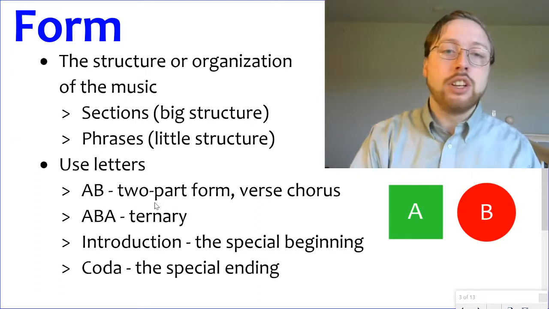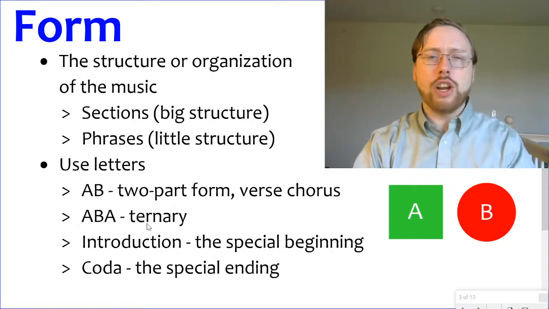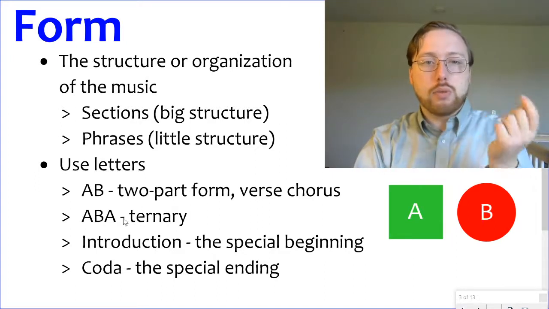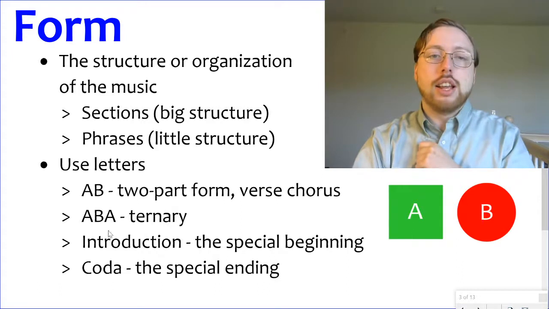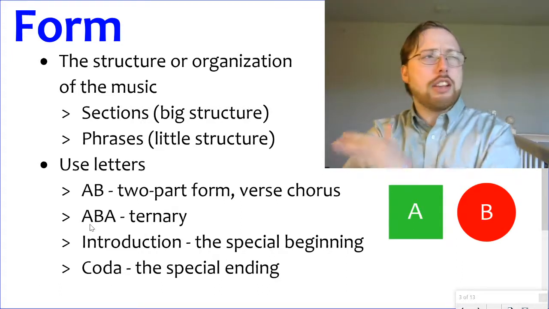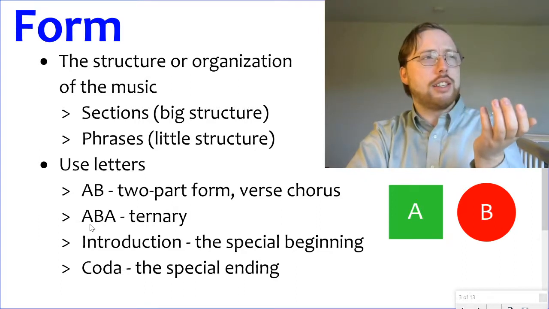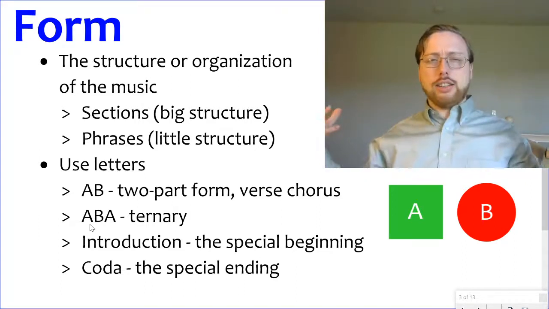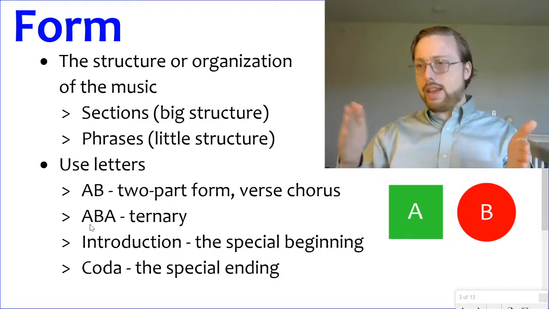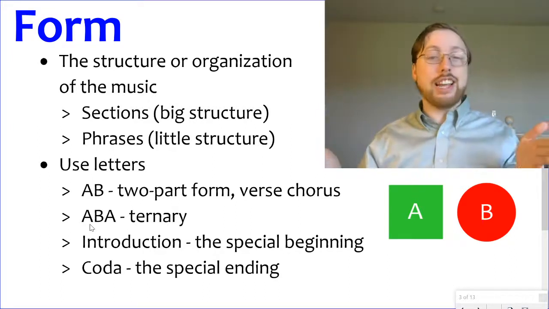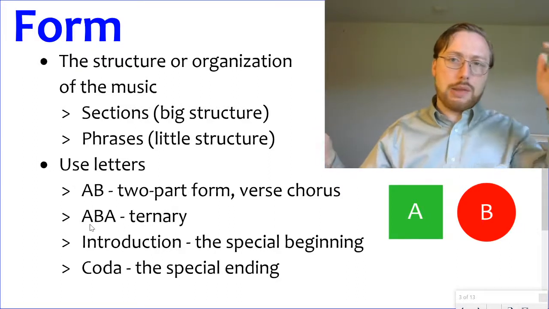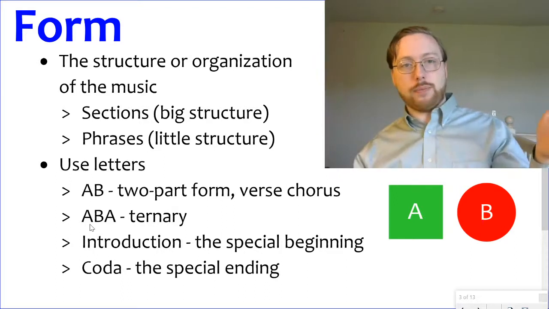Some other kinds could be a ternary form. Ternary meaning three, like tertiary. That prefix, ter, means three. And that's because it goes A, B, and then back to A. And if you think about our song, This Land Is Your Land, in the whole thing, it goes A, B, A, B, A, B, and it ends with an A, ends with the chorus. So it's sort of bookmarked by those two A's, once at the beginning and once at the end.